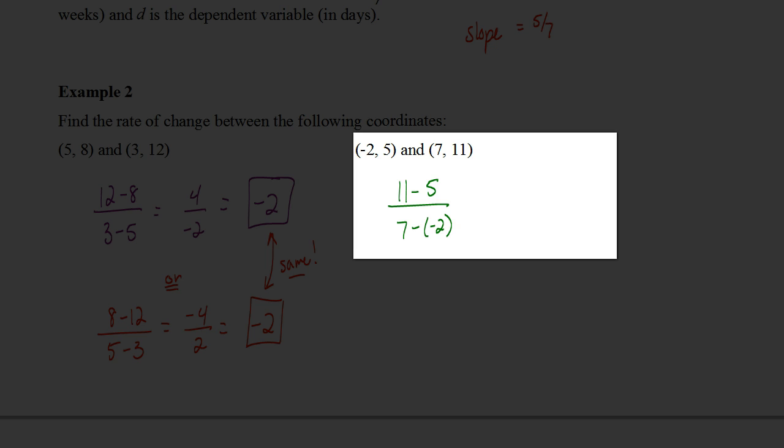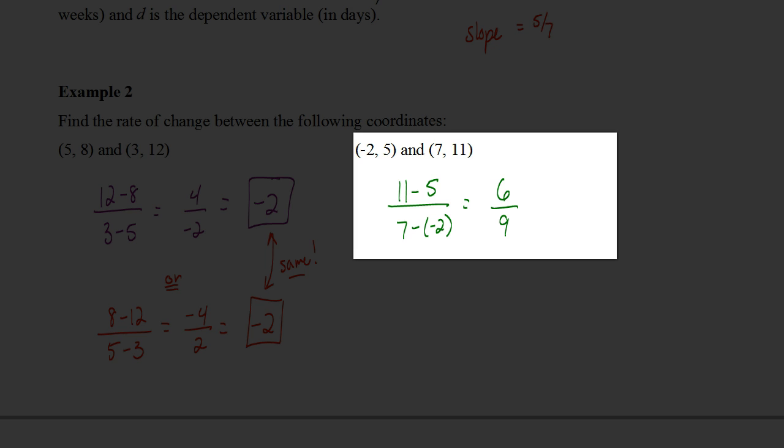So you should have started out one of two ways. Now the way I did it is I took 11 minus 5 in the numerator and 7 minus negative 2 in the denominator. And I got to be careful with that. Now the 11 minus 5 we know would be 6. 7 minus negative 2, you have to remember, is the same as 7 plus 2, which would be 9.